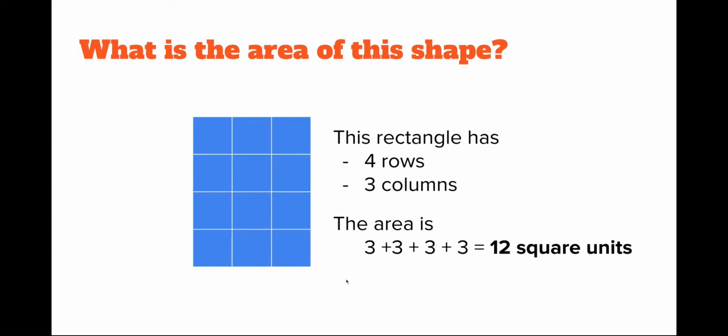Now I could check myself. I can count them: 1, 2, 3, 4, 5, 6, 7, 8, 9, 10, 11, 12. And there are truly 12 square units in this rectangle. So there's two ways to figure it out. There are two strategies. You can write a repeated addition equation, or you can count them. And counting them is okay when the rectangles are small, but when they get big or when something's hidden inside, that's going to cause us a problem.